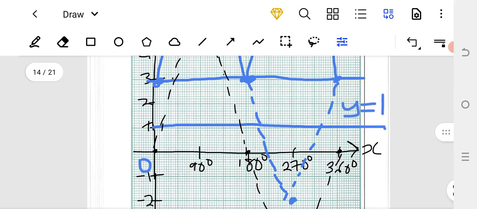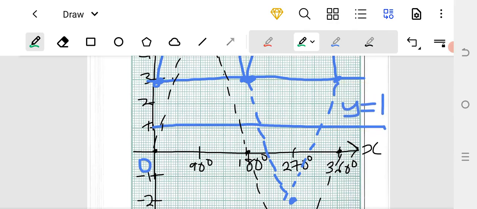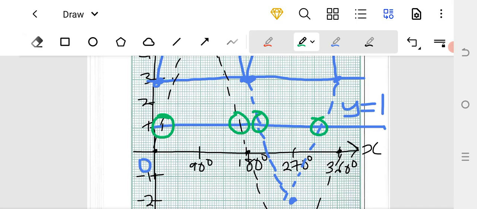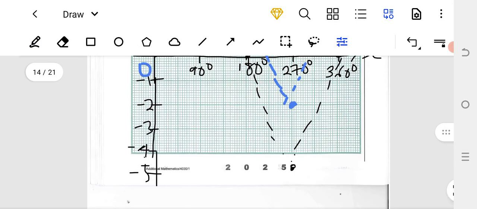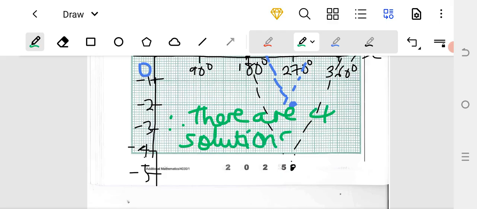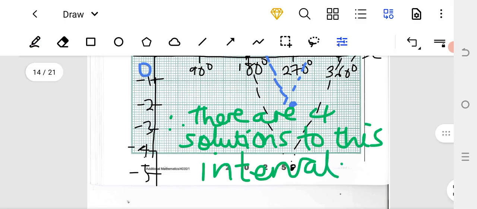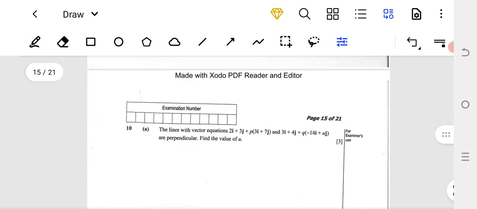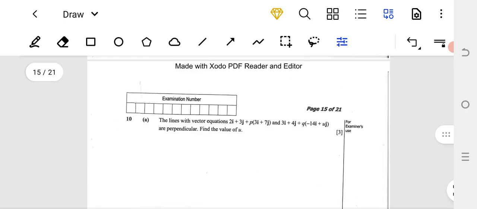So let us check how many times that's happening. It is 1, 2, 3, 4. To conclude, you will say, therefore, there are 4 solutions to this interval. There are 4 solutions to this interval. So we are done with that part.